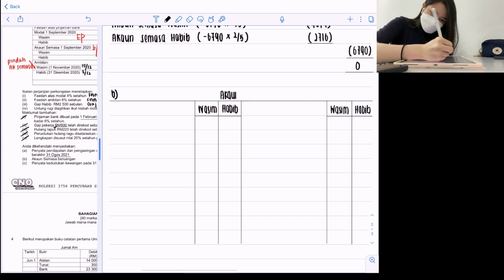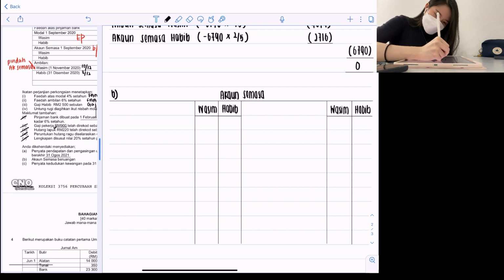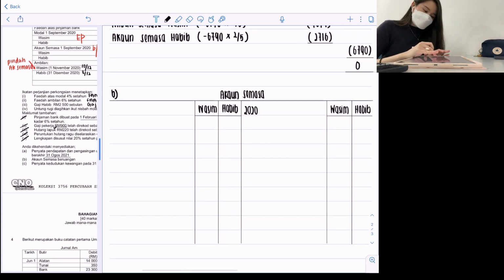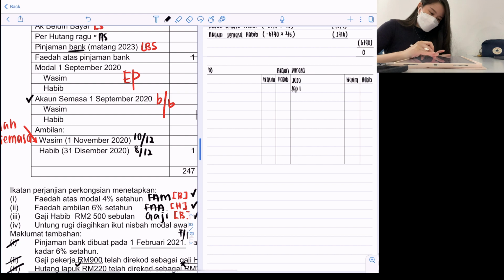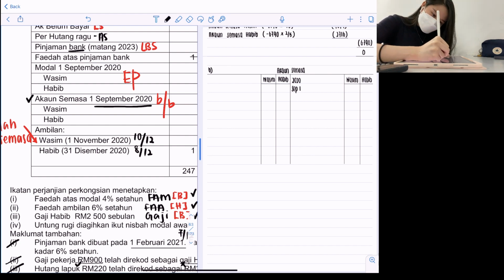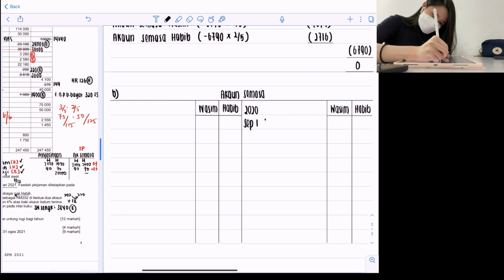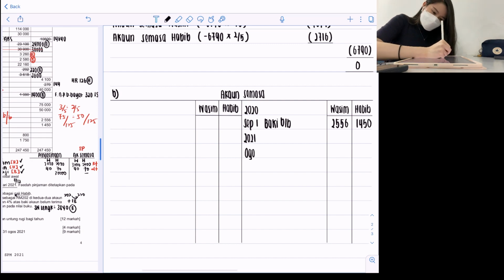Now this is a ledger, you must see dates inside here, not at the title. So you must start from what? You must start from the starting date of the tempo, 2020 September 1st. If you're not sure where to get this from, you can look at the question, account semasa here, they gave you the date, 1st September 2020. Okay, so just take it and put in as Baki BB. We're going to have Wasim to be 2556. And Habib to be 1450. So once done, change the date to 2021, August 31st, which is the year end for this tempo, both sides.